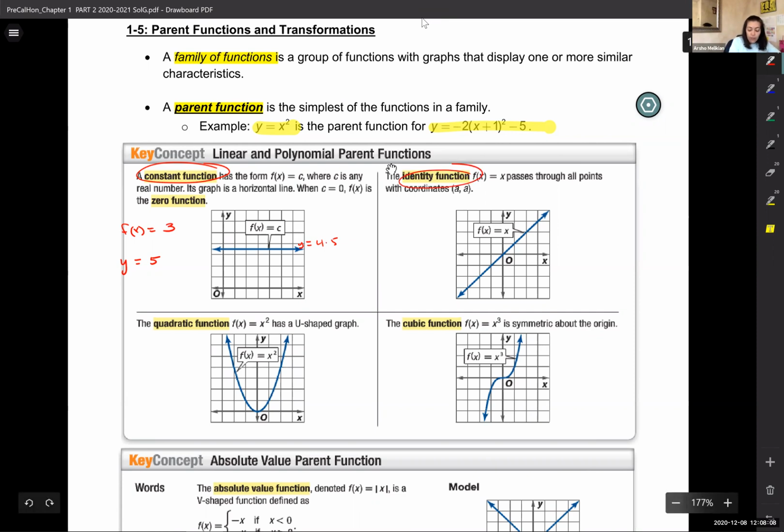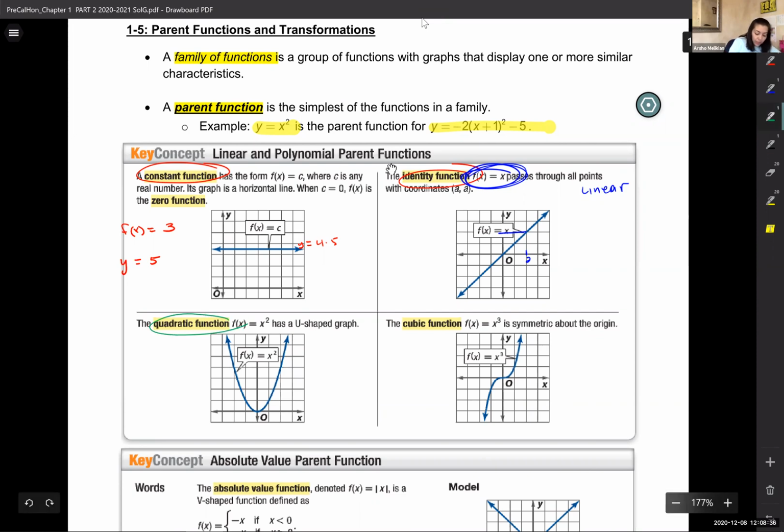Next, we have what we call an identity function. These are where your linear functions come in. When we have f of x equals x, the reason why it's called an identity function is, if x is 2, y is 2. If x is -4, y is -4. It's an identity between x and y. And then the family is the linear function.